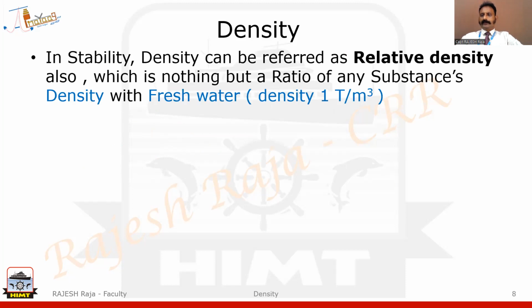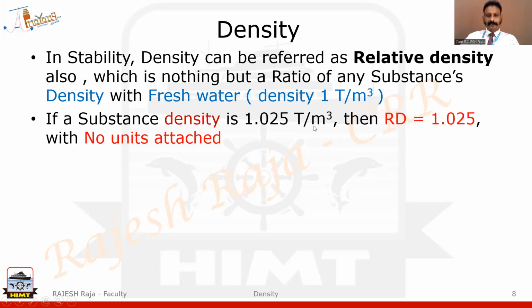You will come across in stability one more title called relative density. We'll be using this very commonly. Questions will be coming based on relative density. So what is relative density? It's nothing but a simple ratio of any substance's density to that of fresh water. Fresh water's density is 1 ton per meter cube. So if you divide any density by fresh water, the denominator is 1, and you will see the units get cancelled.